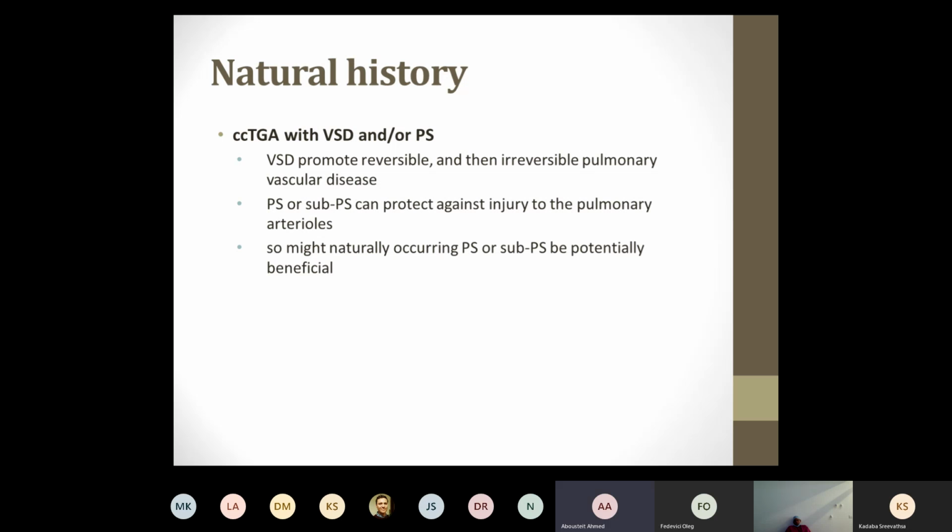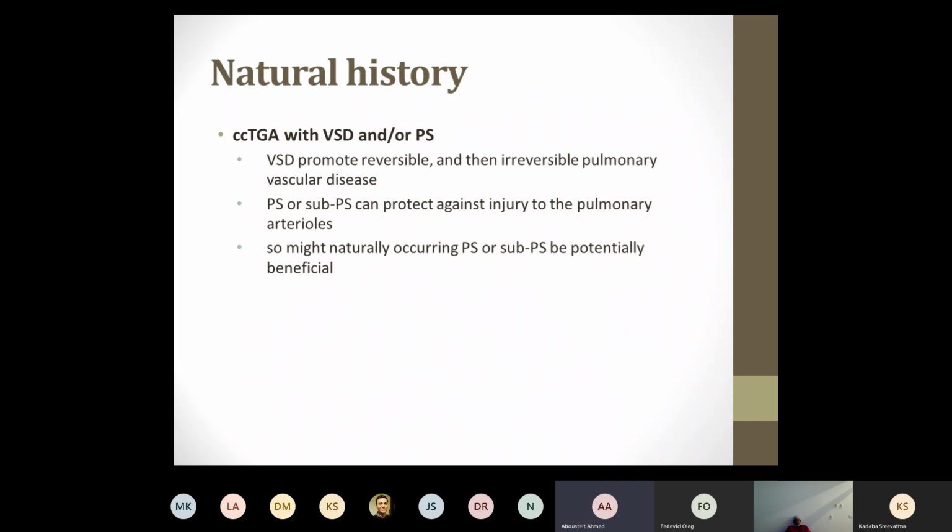Congenitally corrected TGA, when it comes with VSD or PS: the VSD itself promotes reversible and then irreversible pulmonary vascular disease because of the increased blood flow to the pulmonary arteries, as in any normal VSD. Pulmonary or subpulmonary stenosis can also protect against injury of the pulmonary arteries, so it might be a little bit beneficial from the surgical point of view.